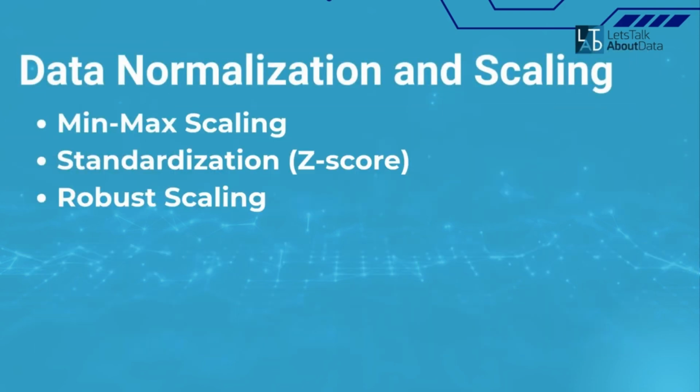Next, normalization and scaling. These techniques bring your data to a standard range. This is important because features with larger values can dominate those with smaller values. Min-max scaling scales data to a range between 0 and 1. Standardization, or z-score, transforms data to have a mean of 0 and a standard deviation of 1. Robust scaling is less sensitive to outliers.